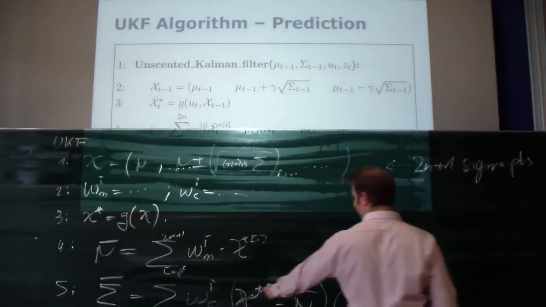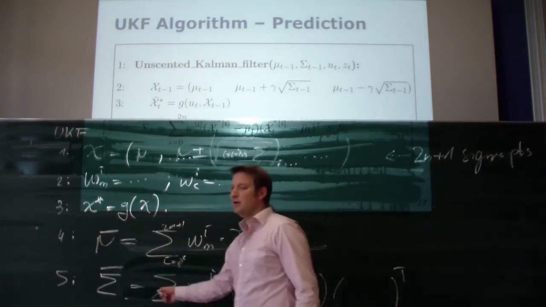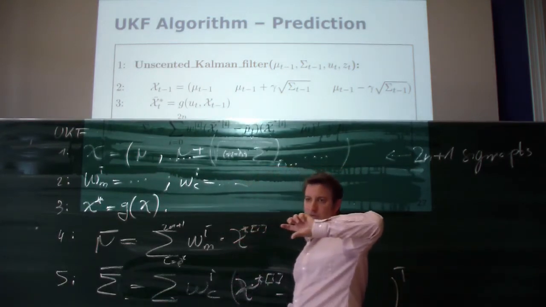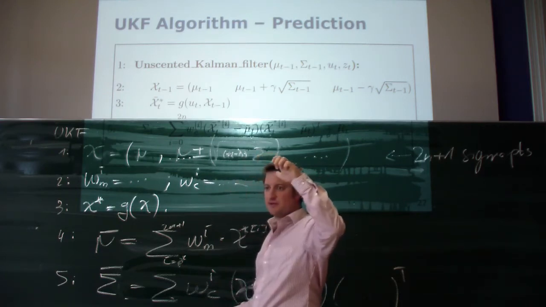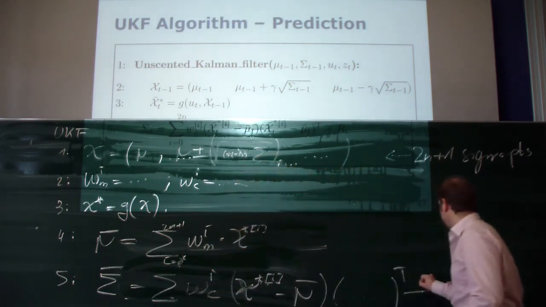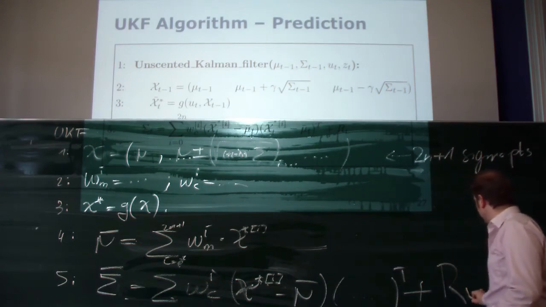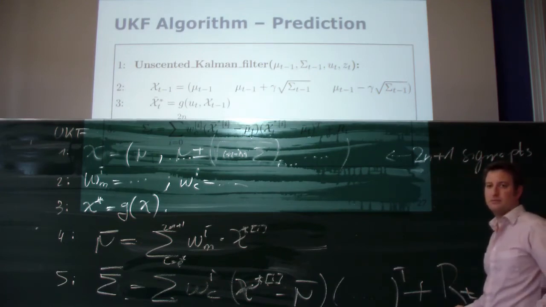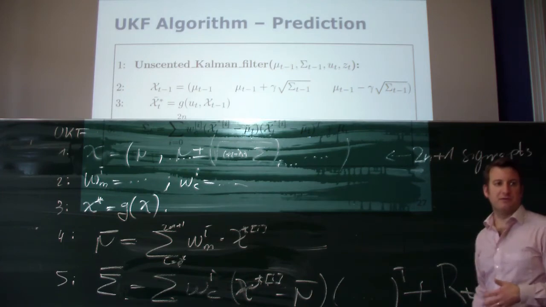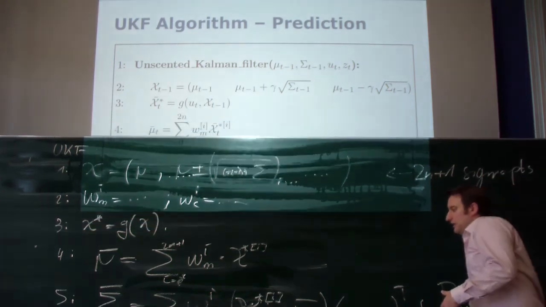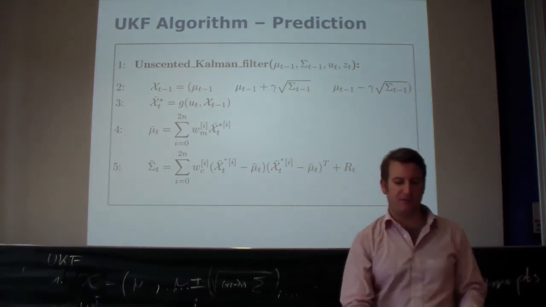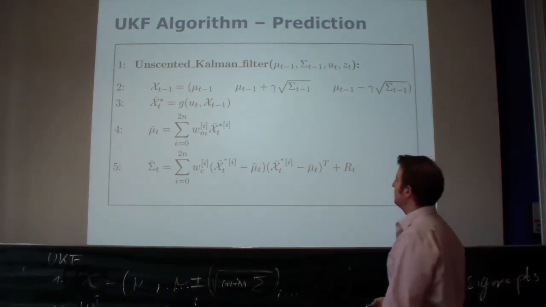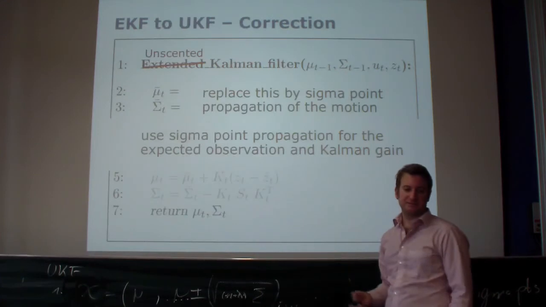So this was just the uncertainty, propagating the uncertainty we had before through the nonlinear function, but we have to add the additional noise term for the motion. This is the error which comes from the motion. This term over here we forgot on the blackboard. So that's it. Perfect. First part is done.